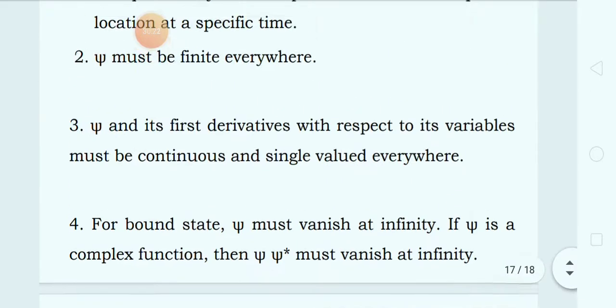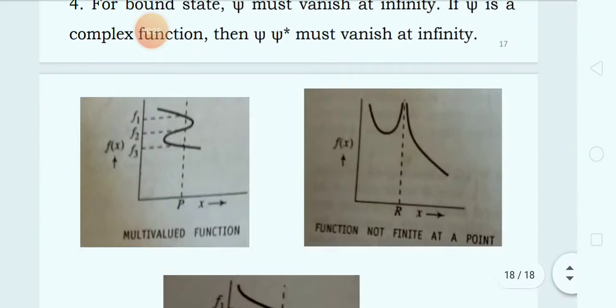Next, the second point is that the wave function must be finite everywhere. So let us take the example of the second graph in the slide. In this figure, the function is not finite at x equal to r. At x equal to r, f of x is equal to infinity. Why? Because if f of x is to be a wave function, it signifies a large probability of the particle at a single location. But that condition is violated here. Hence, the wave function is unacceptable. There should not be any discontinuity in the function. Otherwise, it is not acceptable.